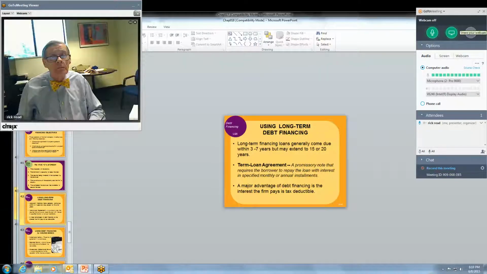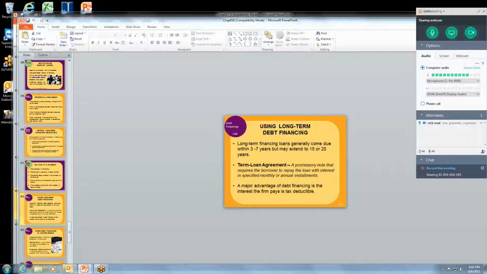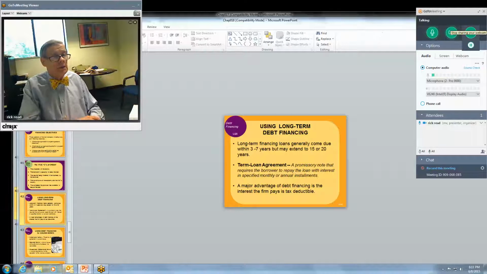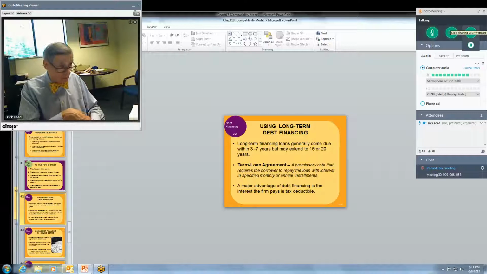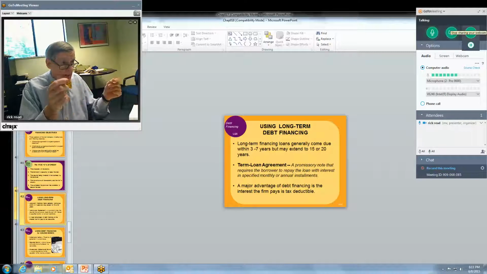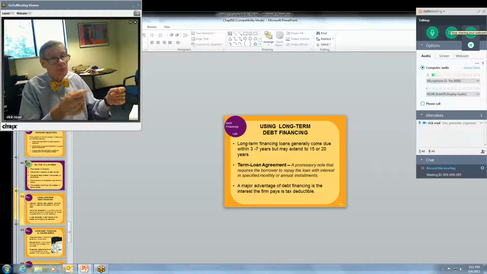A little bit more on the long-term debt financing. Notice 3 to 7 years, sometimes maybe 15 to 20. We need to think about promissory notes. A promissory note is in a way like a bond because we have a contract here. And I have to pay that money back at the time it's due. And I may have to pay interest as well. And so we need to think about that.